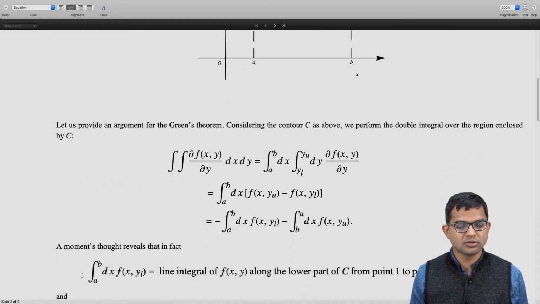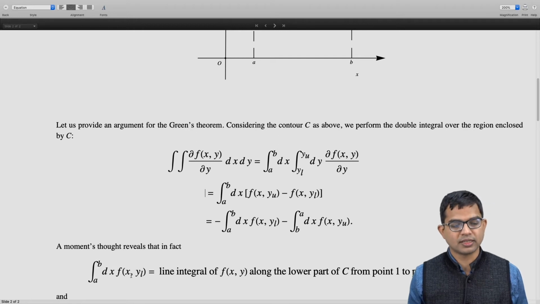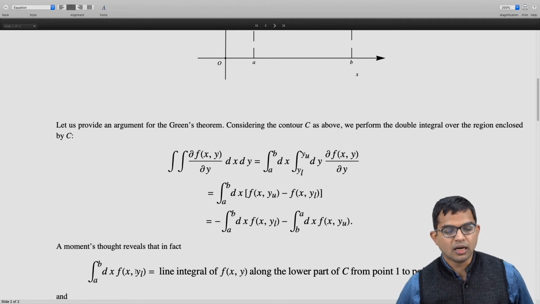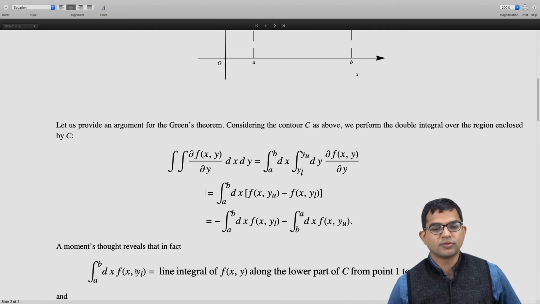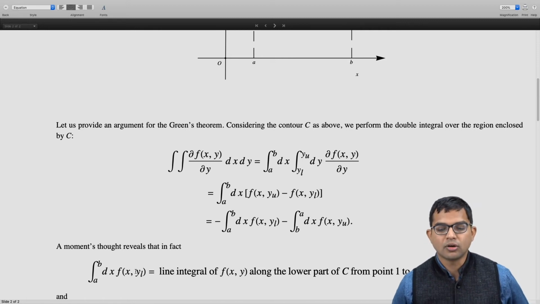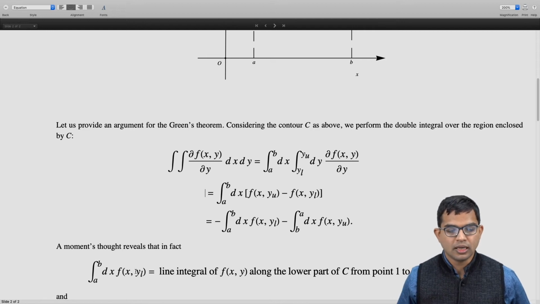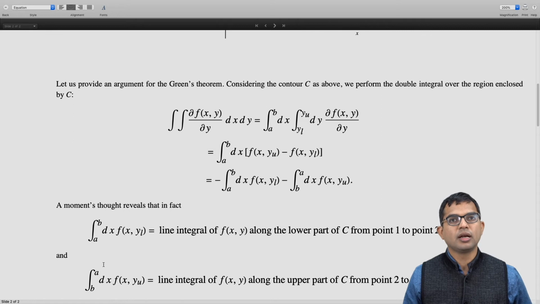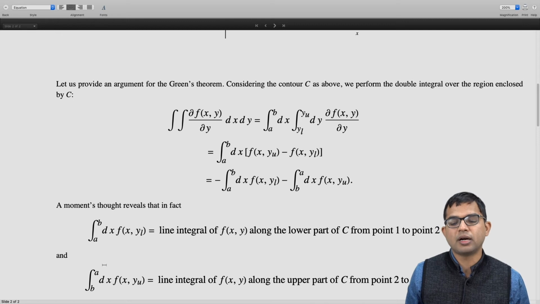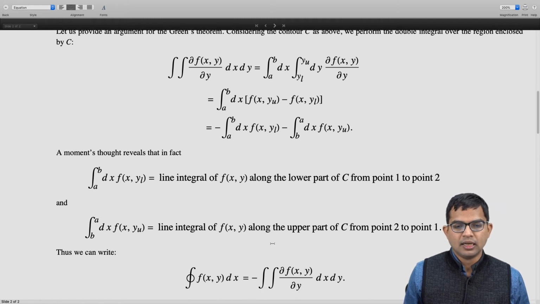So what we have seen, in other words, is that integral a to b dx f(x, y_L) is really a line integral of f(x, y) along the lower part of C from 1 to 2, and integral b to a dx f(x, y_U) is the line integral of f(x, y) along the upper part of C from point 2 to 1. So if I use these two results, immediately I see that this closed contour integral of f(x, y) dx is actually nothing but minus the double integral ∂f/∂y dx dy, right?